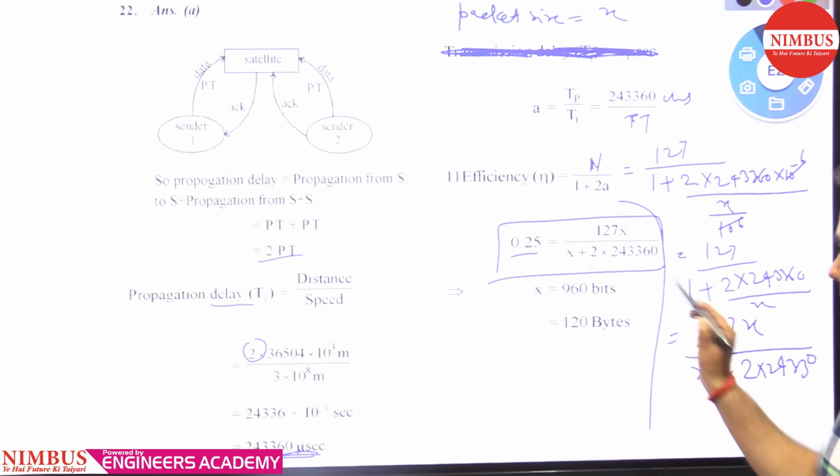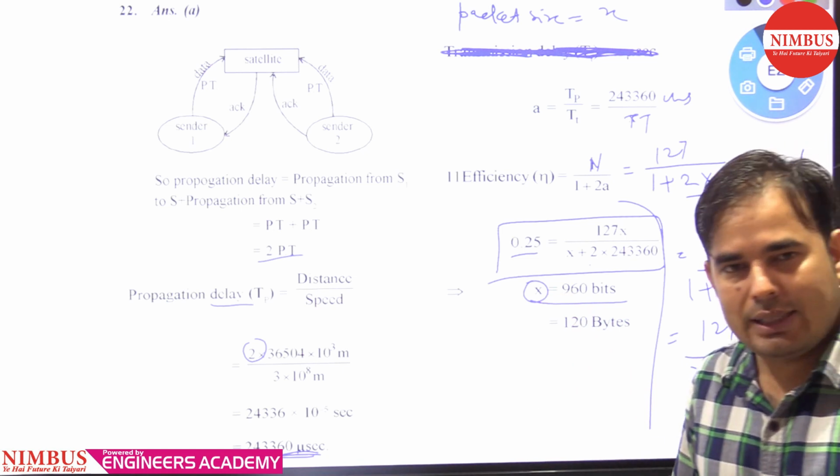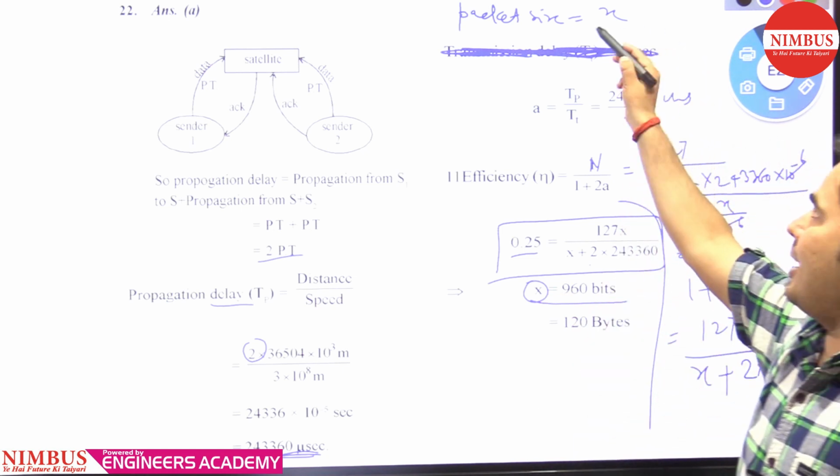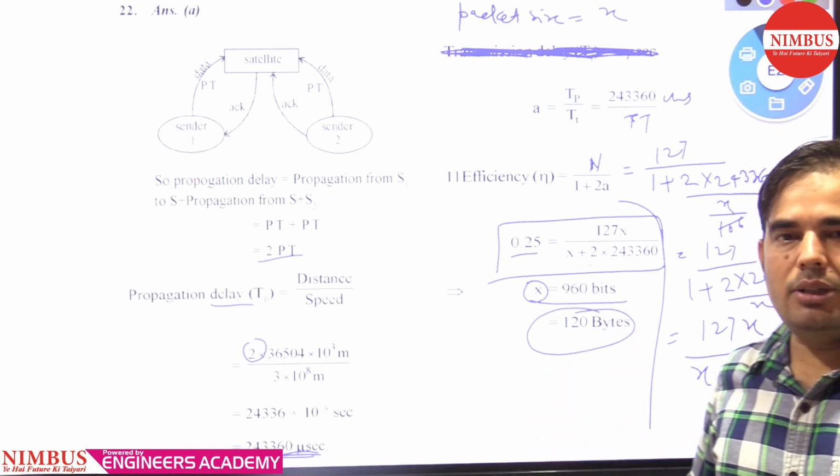Fine. So when you calculate all this, you will get the value of X, which is nothing but the packet size. So how many bytes? 120 bytes, because the answer is in bytes.